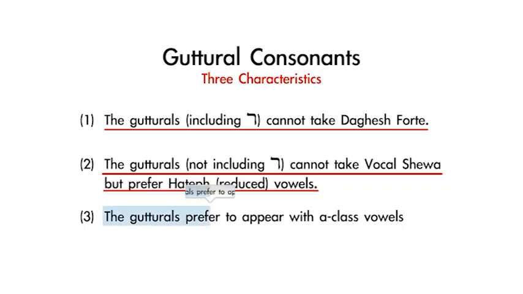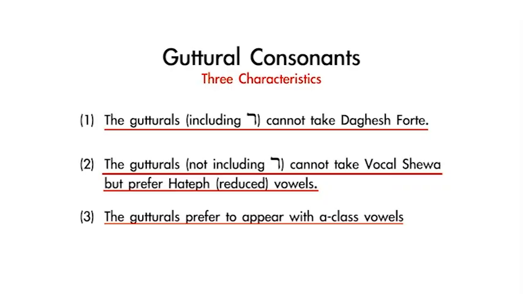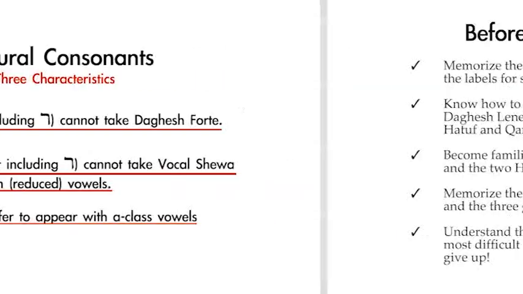And finally, the gutturals prefer A-class vowels. And we mentioned that with the furtive pathach. That is, those gutturals, chet and ayin, prefer A-class vowels so much that if they appear at the end of a word and there's no A-class vowel, they're going to add an extra cheater A-class vowel called the furtive pathach to identify it. So that's a rule we're going to see throughout with the gutturals. They don't take dagesh forte, they don't take vocal schwa, and they really like A-class vowels. And those are the gutturals.